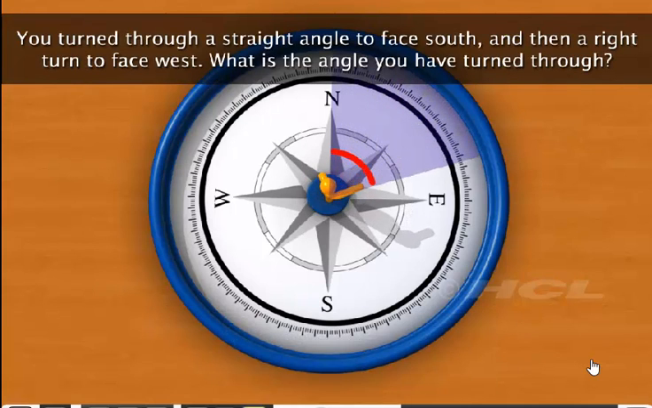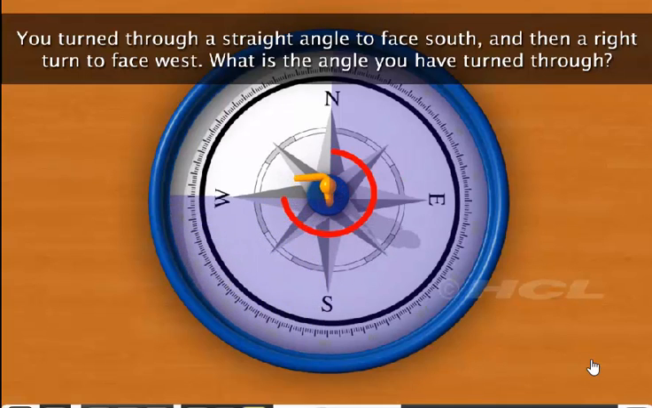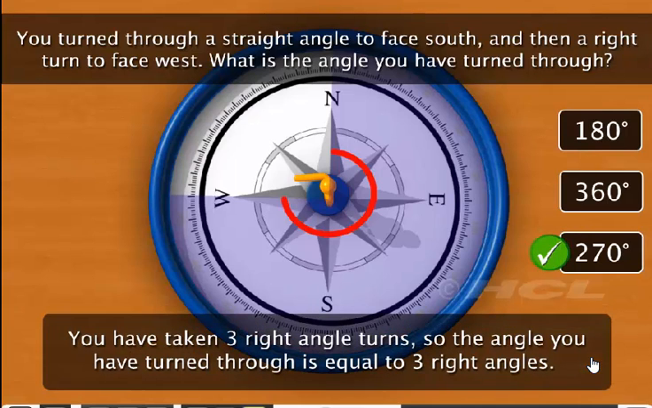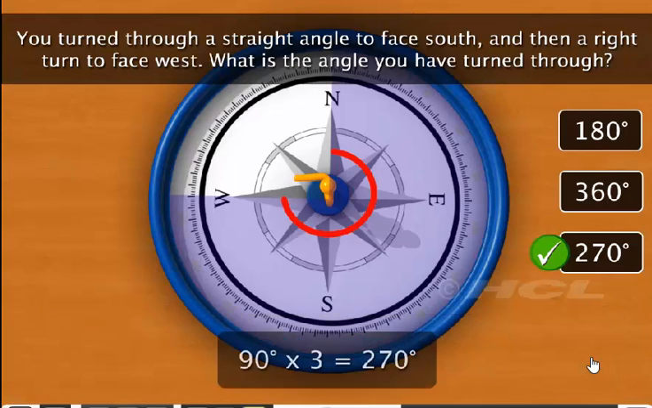You turned through a straight angle to face south, and then another right turn to face west. What is the angle you have turned through? You have taken 3 right angle turns, so the angle you have turned through is equal to 3 right angles. That is 90 degrees times 3, or 270 degrees.